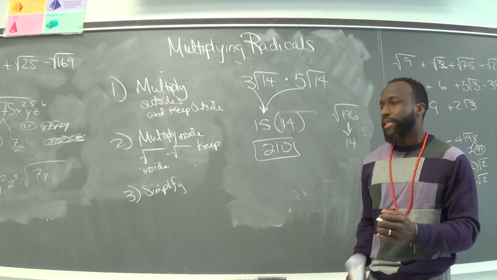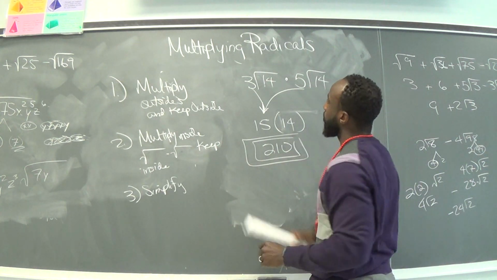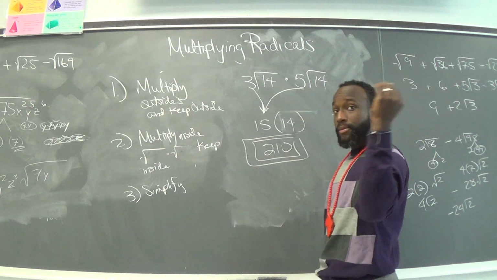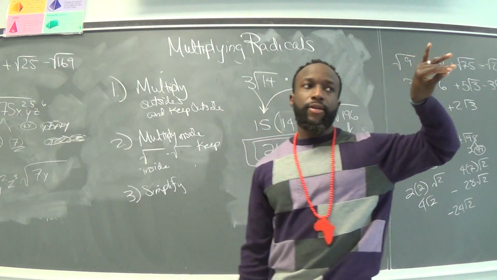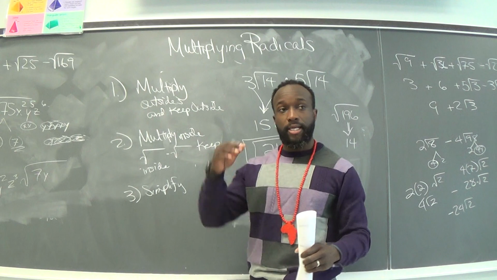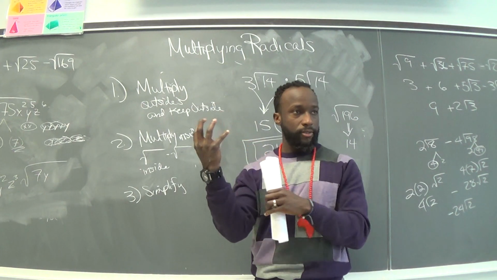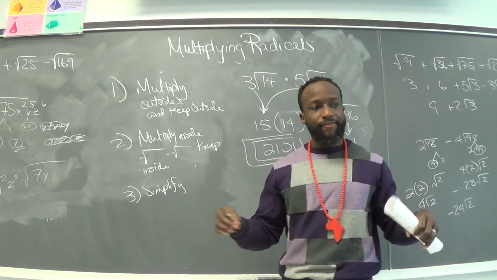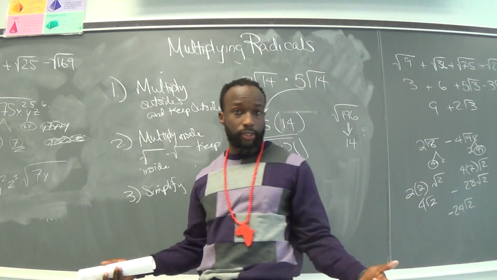Okay? So again, the only thing that's going on when you multiply radicals is you're multiplying the outside numbers, the numbers outside of the radical, and leaving those outside, and then you're multiplying the numbers that are inside of the radicals, and you're keeping those inside. After that, you simplify, right? And after you simplify, that is your solution.